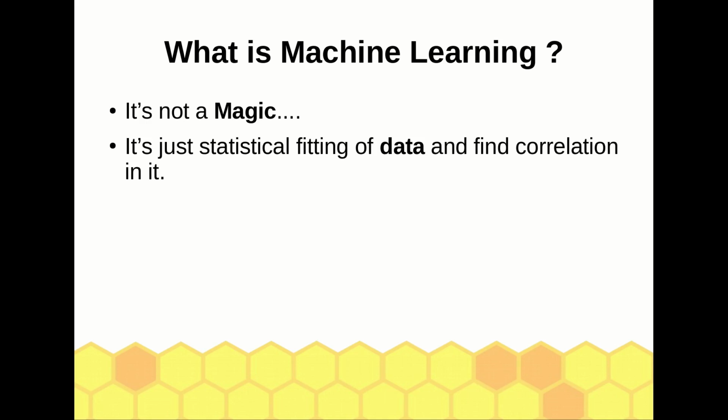So then what is machine learning? Machine learning is just statistical fitting of data and finding the correlation in it. What do I mean by that? First of all, data can be anything. We're going to cover it more deeply in an upcoming chapter of this video, but in short, data can be anything, and we statistically find the correlation in that data. So next time when we want to predict something, we can predict on the basis of the previous data which we have given to our machine learning model.